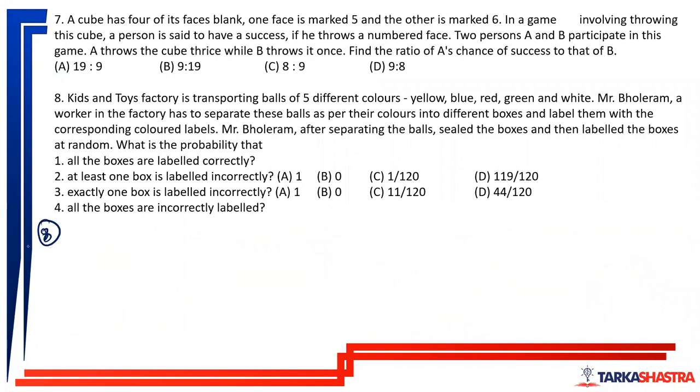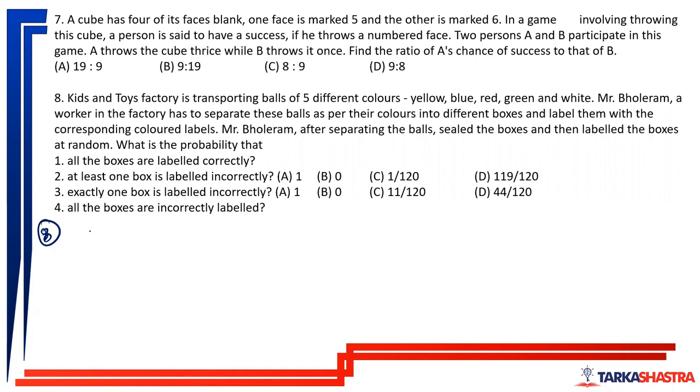Kids and Toys Factory is transporting balls of 5 different colors, that is yellow, blue, red, green, and white. Mr. Boleram, a worker in the factory, has to separate these balls as per their color into different boxes and label them with corresponding colored labels. After separating the balls, he sealed the boxes and then labeled the boxes at random. What is the probability that all the boxes are labeled correctly?